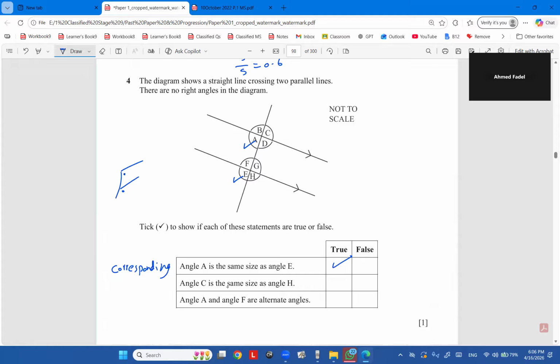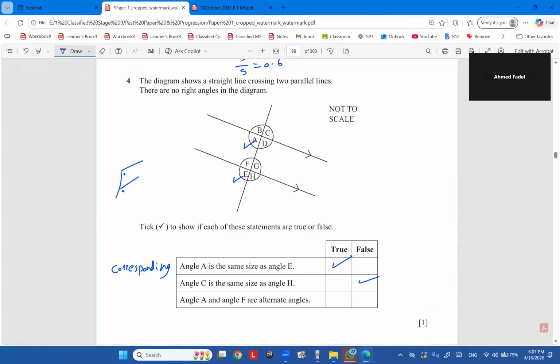Angle C is the same size as angle H. No, it is false. They are not corresponding. Both of them are outside of the parallel lines or the parallel sides. So no, they are not actually corresponding. If it was C and G, yes, I would have said yes, they are equal because they are corresponding. But C outside the parallel lines, H outside the parallel lines as well, no, they are not equal.